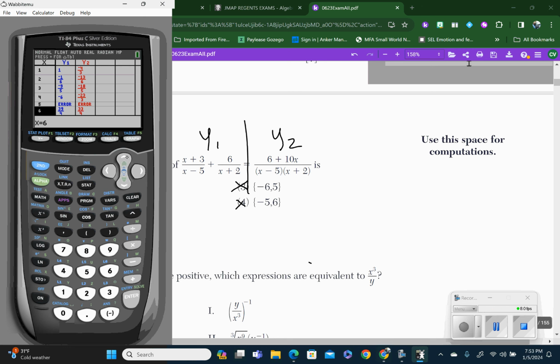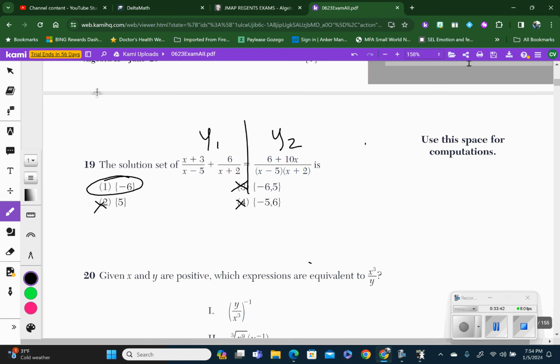And let me check that, okay? I want to be lazy. Second window, I want to start it at -6. Second graph, and boom, across from -6, I see -27 over 22, and across from y2, I also see -27 over 22. That is the same answer, so therefore my answer choice is -6.